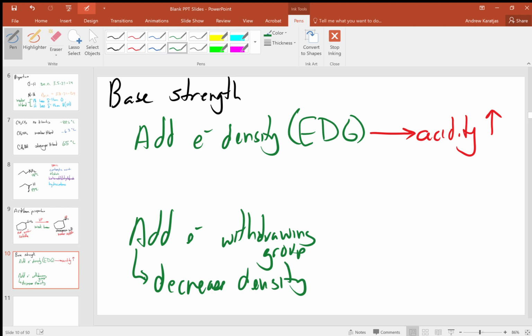it should make sense logically. If a base is something that's giving its electrons away, but now you start to take those electrons away from the base, it should make sense at that point that the amine is no longer going to be as strong. And so when we add electron withdrawing groups, that decreases electron density. We find that the basicity goes down.